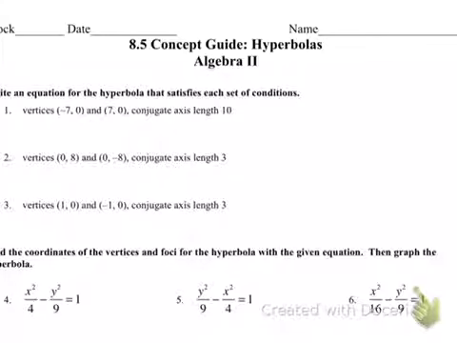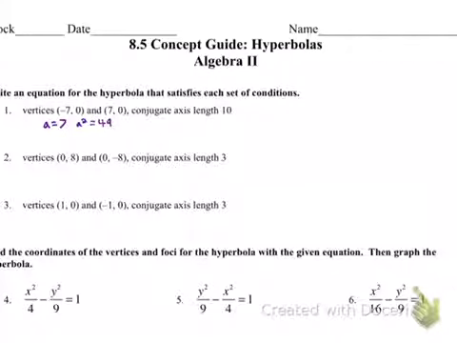All right, some examples. We're writing an equation for the hyperbola with what's given. Because my vertices are at (7, 0) and (-7, 0), if you looked at that on the graph, that would be on the x-axis. I know this will be a horizontal hyperbola. That tells me a is 7. 2a, the entire length, would be 14. So a squared would be 49.